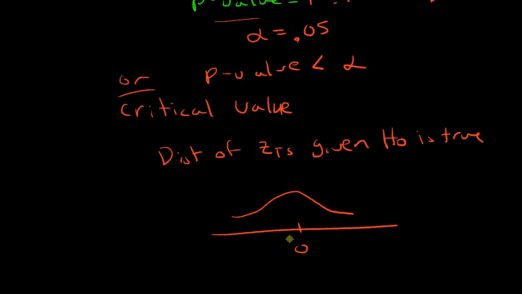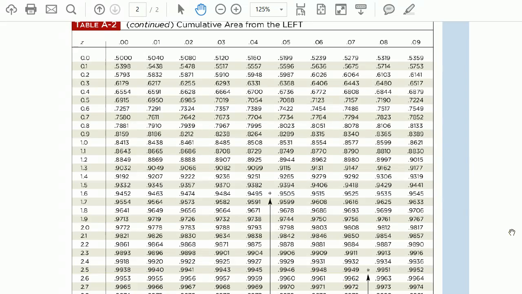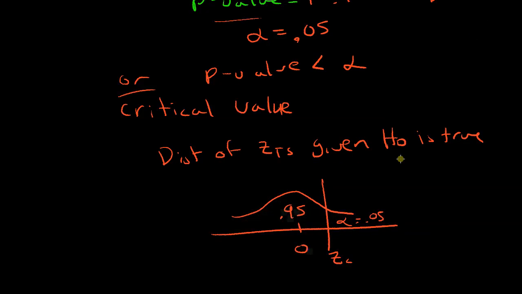So we center here, and then since it's a right-tail test, my critical value cutoff will be over here to the right of 0, and the area over here is alpha, which is 0.05. So my z critical value has the area to the right of 0.05, so the area to the left would be 0.95. So if I go inside my table and I look for where 0.95 is, it's 1.645.